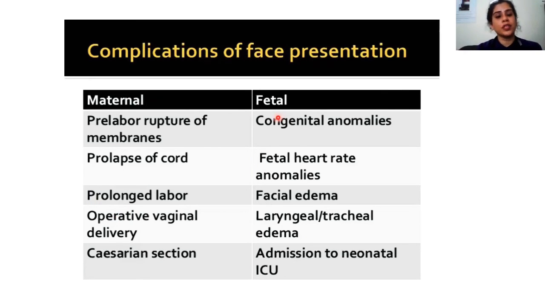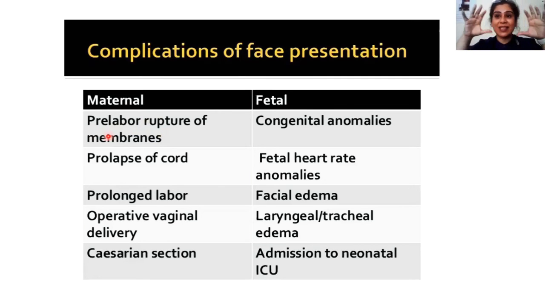If we talk about the maternal complications, we have pre-labor rupture of membranes. Why do the membranes rupture early in face presentation? Because of the proper ball valve phenomenon: when there is a well-flexed head, the vertex fits into the dilating cervical canal, and the membranes don't rupture early. Whereas when the face is coming, the cervix is like this, and the proper ball valve phenomenon is lost here. So this can lead to pre-labor rupture of membranes.